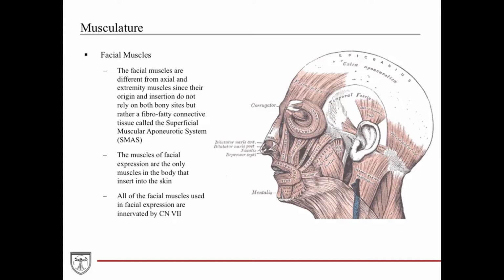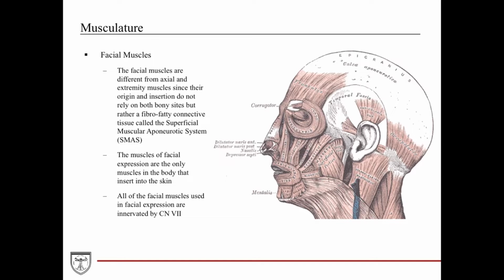The facial muscles are the next group we're going to talk about, and there's quite frankly a lot of them. They're very different, like we mentioned before, from the axial and extremity muscles, even the muscles of mastication, because they don't share these bony sites of origination and insertion. They insert into this fibrofatty connective tissue, the skin fatty tissue layer, and also the superficial muscular aponeurotic system, the SMAS. That's what makes it so unique, and that's why you get these very fluid movements.